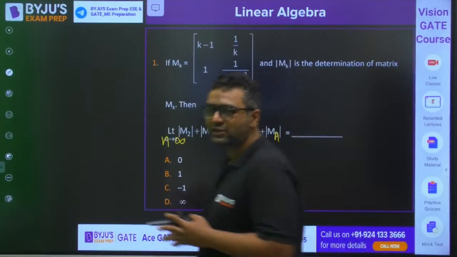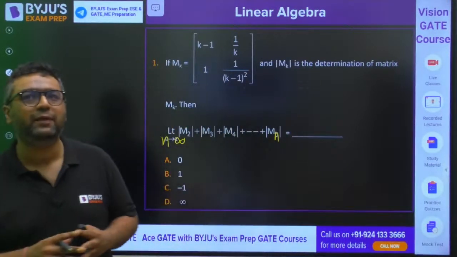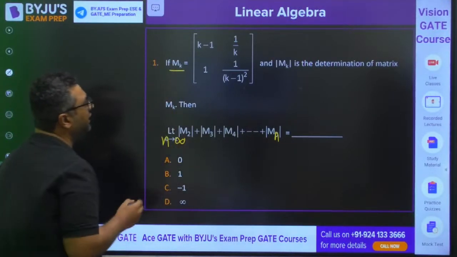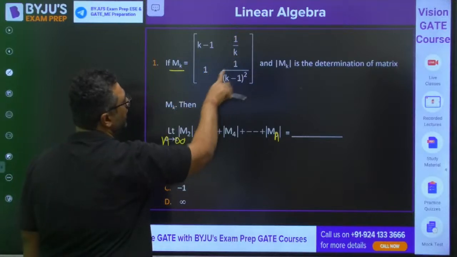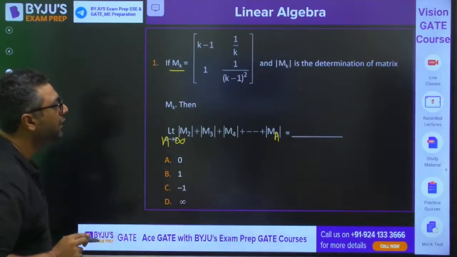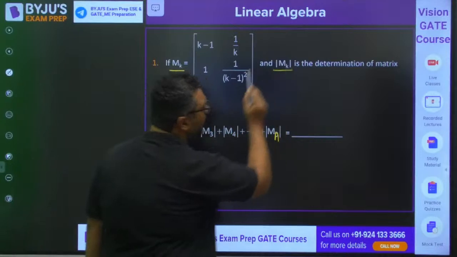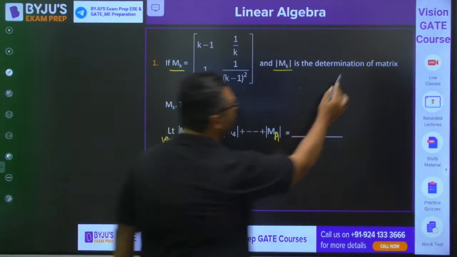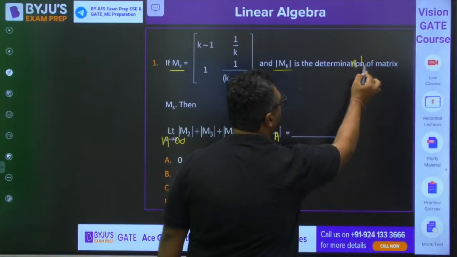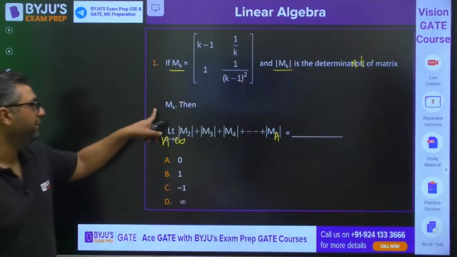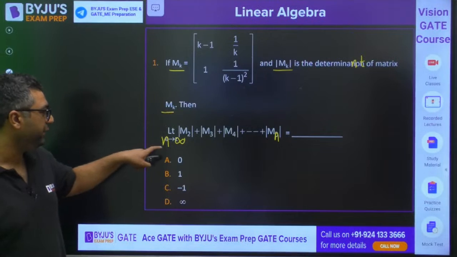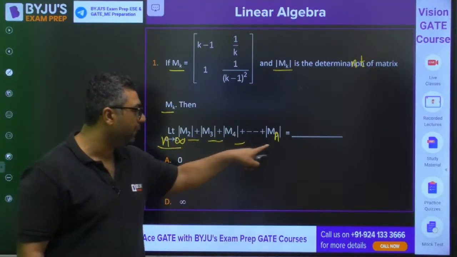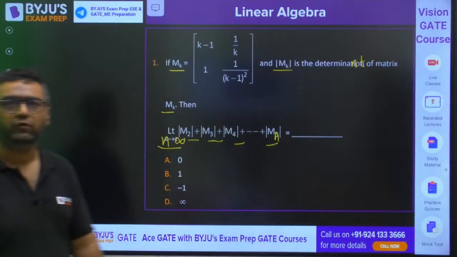So this is the very first question, guys. Let us see how many of you are able to do this. Here a matrix Mk is defined as k minus 1, 1 by k, 1, 1 by k minus 1, k squared. And Mk is defined as the determinant of the matrix. Then you need to find the limit as n tends to infinity of M2 plus M3 plus M4 up to Mn. You need to solve it.